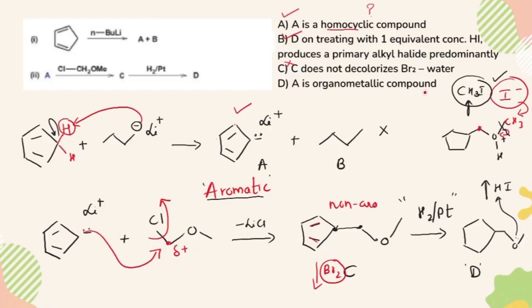Now A is an organometallic compound. Yes, this is correct because what happens is the carbon of the alkyl or cycloalkyl, whatever chain we have, is directly attached to the metal here, that is lithium ion. Hence A is also an organometallic compound. So this is also a true statement. So among the given statements, A, B and D are the right statements.